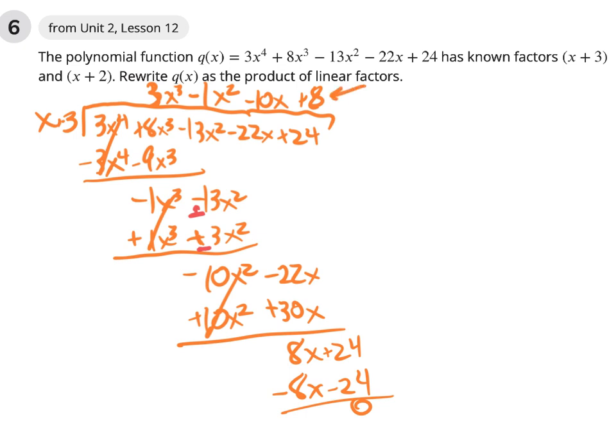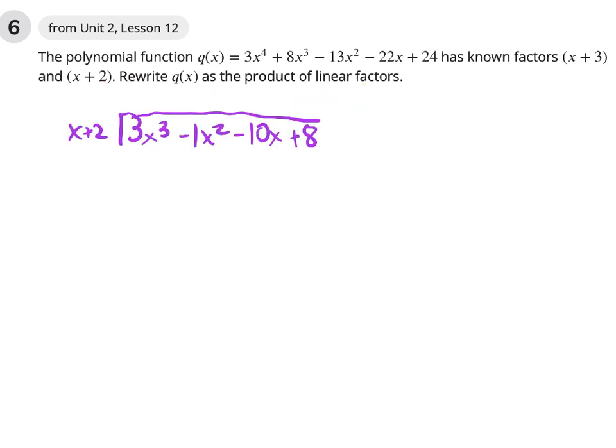Now, because this is x to the 4th, I am going to have to divide again, but they give us another factor, x plus 2. So I'm going to do this division again on the next page. Okay, so now we took our quotient from the previous page. We take our next factor of x plus 2. We divide it into our quotient, the answer from a division problem.